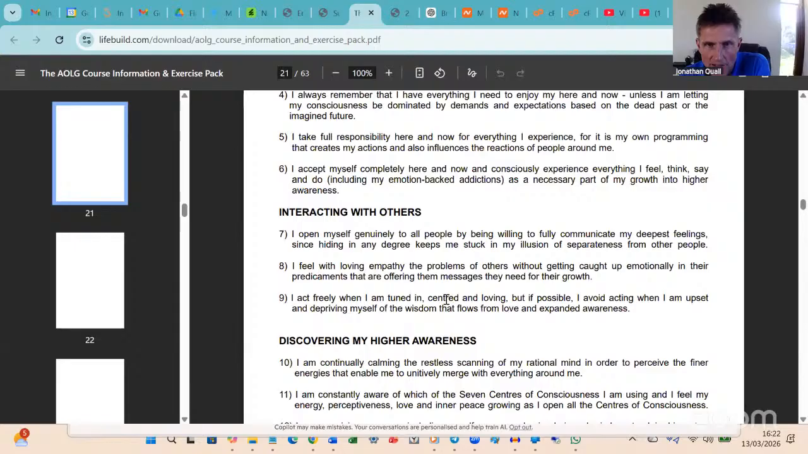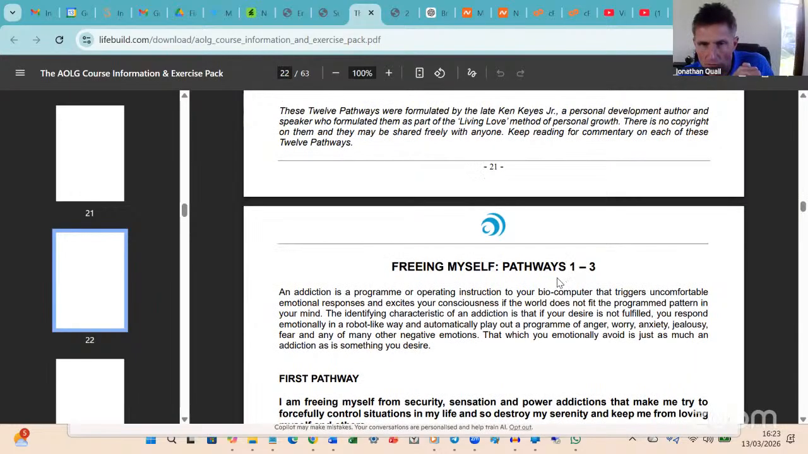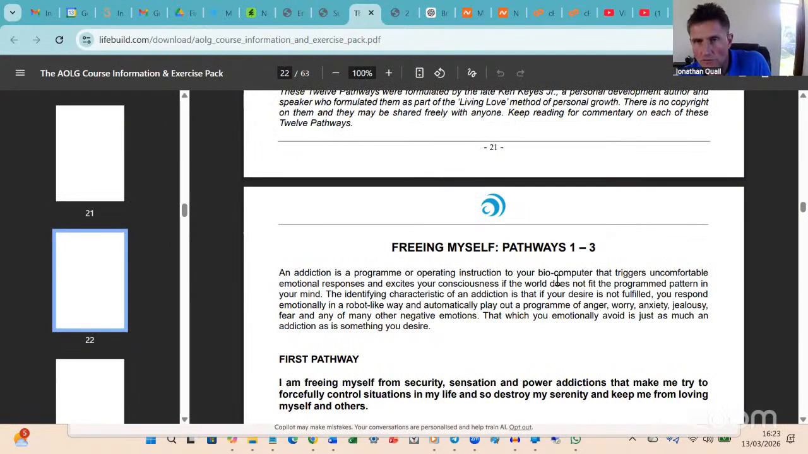And he's grouped it in 4 different groups. So the first stage is the foundation, pathways 1 to 3, where you need to free yourself from the addictions. Right? As he's saying, an addiction is a program or an operating instruction, you see again the computer language coming through, to your biocomputer that triggers uncomfortable emotional responses and excites your consciousness if the world does not fit the program pattern in your mind.